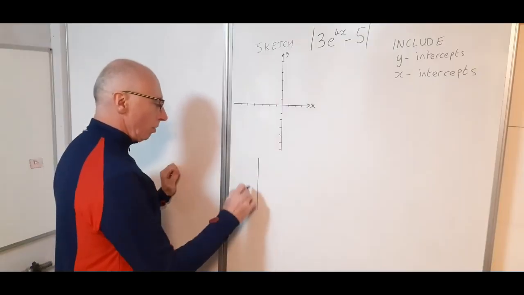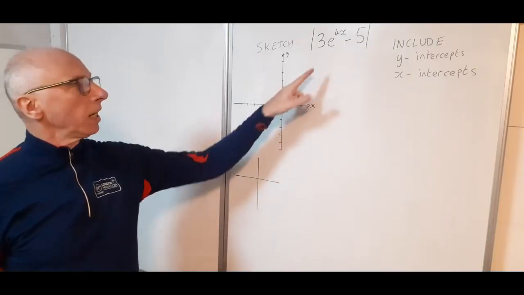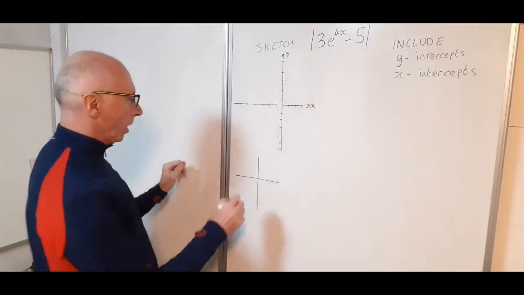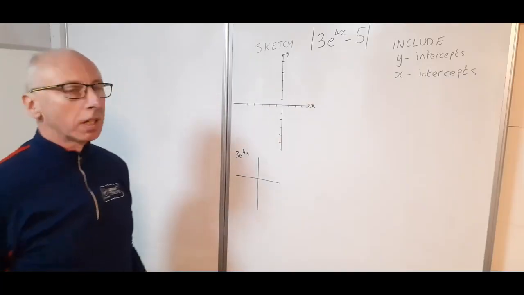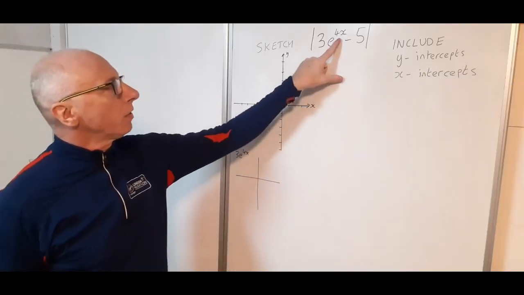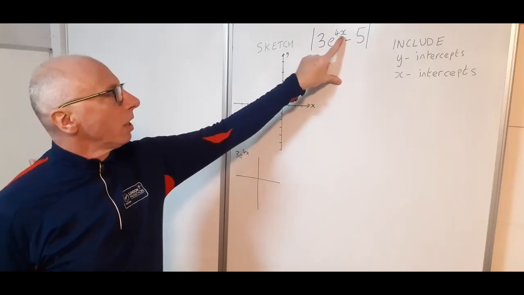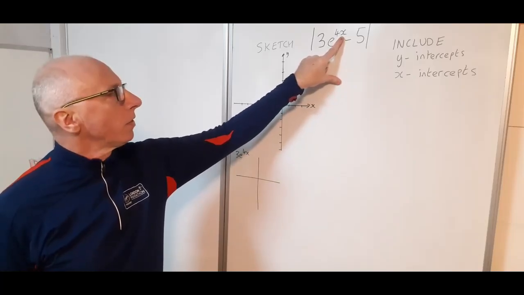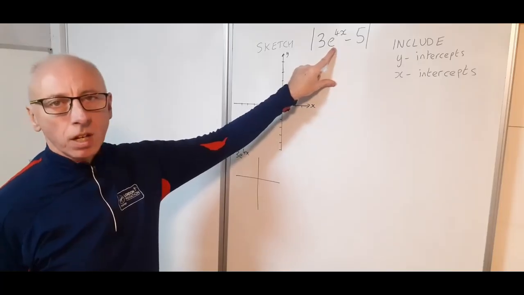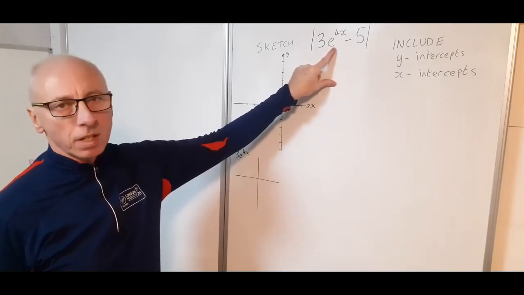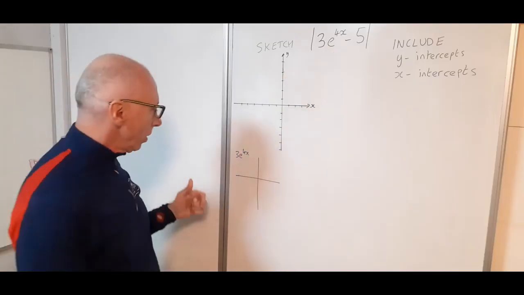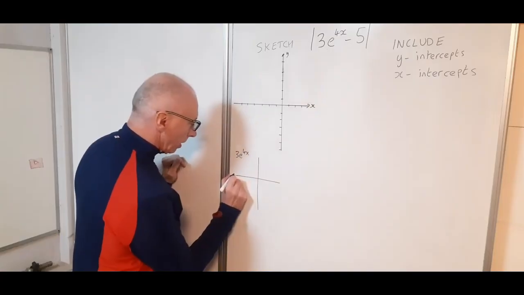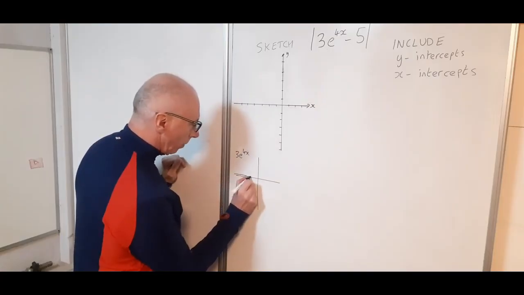So let's do a rough sketch first of 3e to the 4x. Now we know e to the 4x will approach 0 as x approaches negative infinity. So this will get close to 0 but never actually 0. So 3e to the 4x, if I sketch that, it's going to be close to the x-axis from negative infinity.